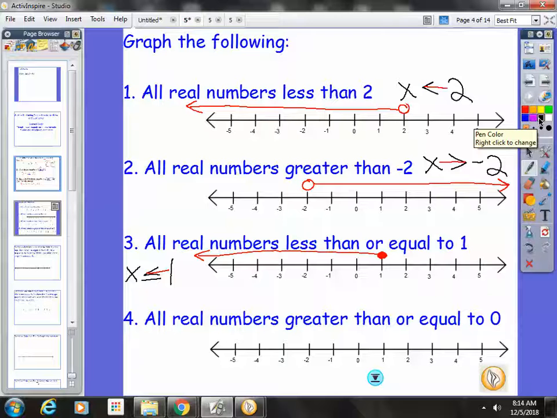Number 4 says all real numbers greater than or equal to 0. Greater than or equal to 0. So x is greater than or equal to 0. So at 0, would you use an open or a closed circle? A closed circle. How do we know it's closed? It's equal to, just like we did on our piecewise functions. Now what direction are we going to graph this to show all the numbers that are greater than or equal to 0? To the right. And that's pointing to the right, so that's the direction my graph is going to go. Alright, do you think you guys could graph on a number line if I asked you to?